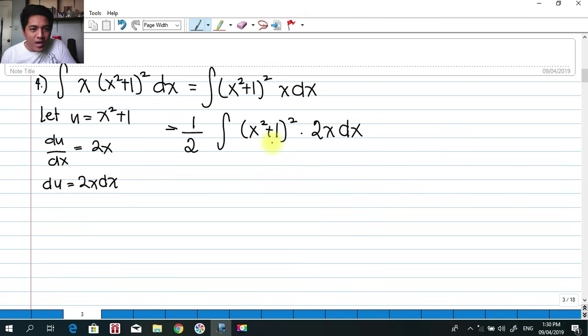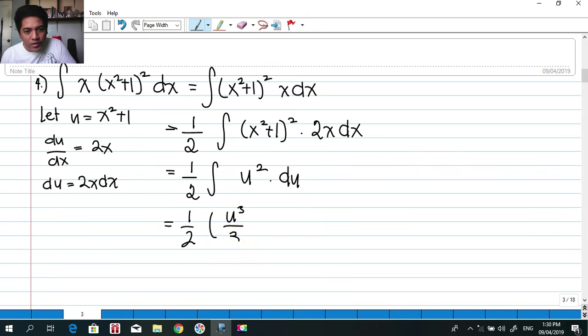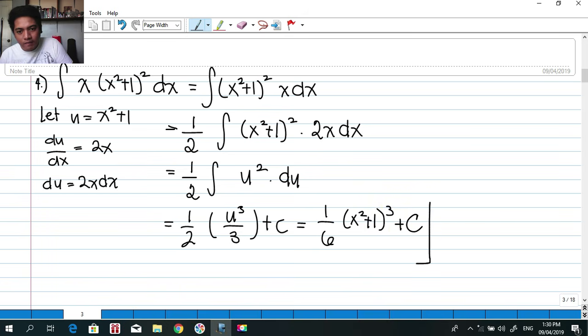If this is now the given integral, we can directly substitute this as, still, the 1/2 integral of u squared, and 2x dx is simply du. So if you evaluate that, 1/2 times u cubed over 3 plus c, or simply we have 1 over 6 u cubed. Our u cubed is actually equal to (x squared plus 1) cubed plus c. So this is our final answer.